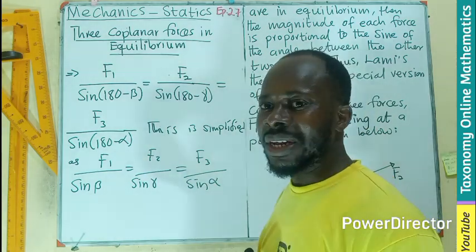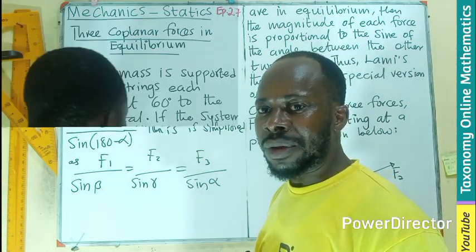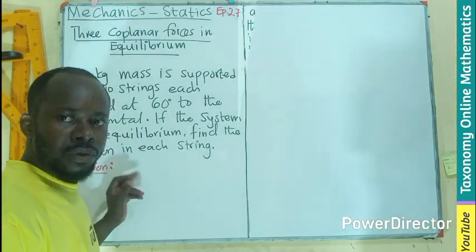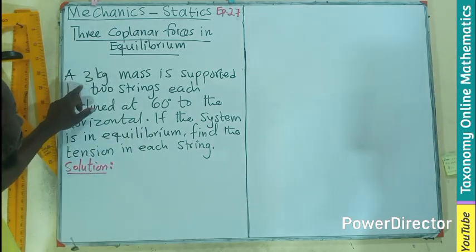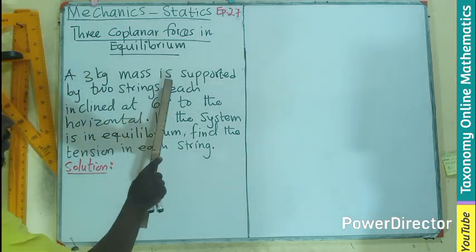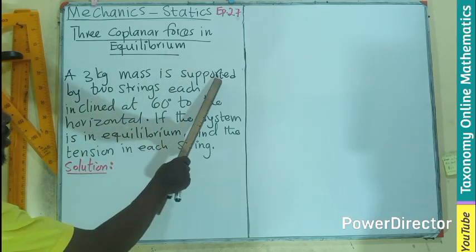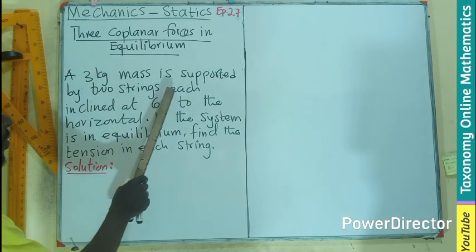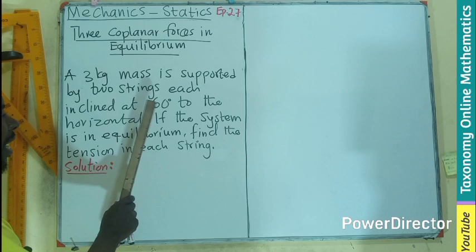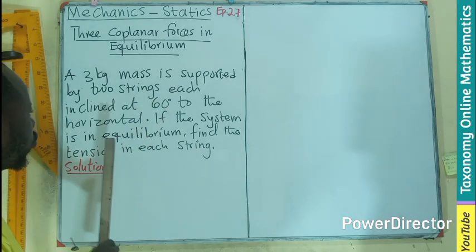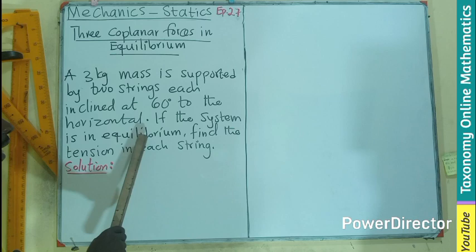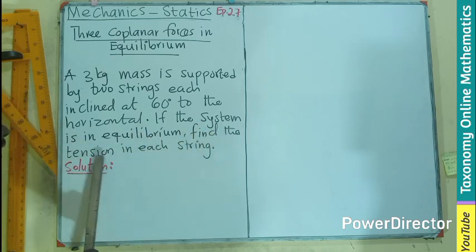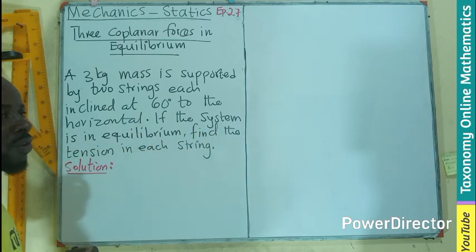We can take a question and test this theorem. Okay, so look at this question here. A 3 kilogram mass is supported by 2 strings, each inclined at an angle of 60 degrees to the horizontal. If the system is in equilibrium, we have to find the tension in each string.